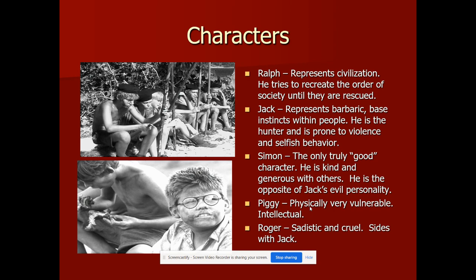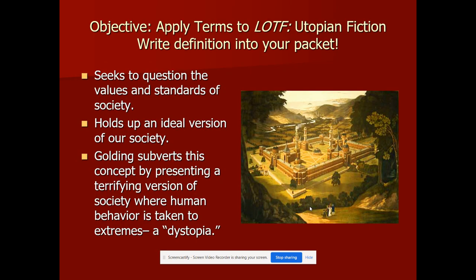Roger is what we would call a sadist. A sadist is somebody who inflicts pain on others for fun. He gets pleasure out of watching other people in pain. Jack is a bully because he wants power and he's selfish. Roger just likes to hurt people. And of course, Roger gravitates more towards Jack because Jack will let him do whatever he wants.